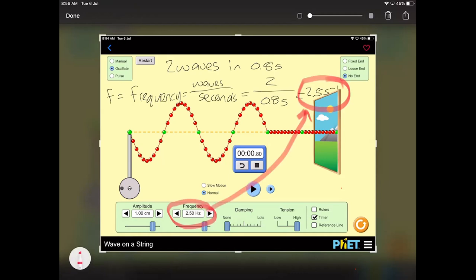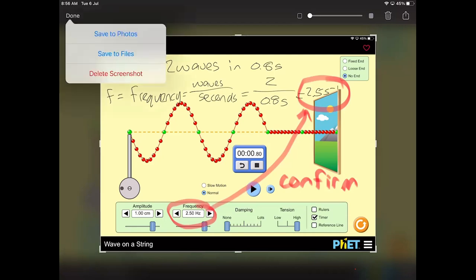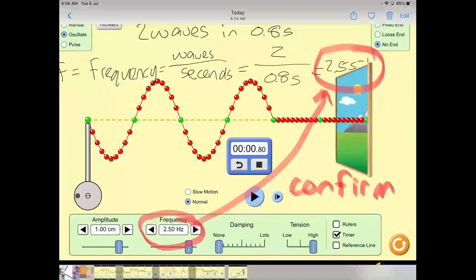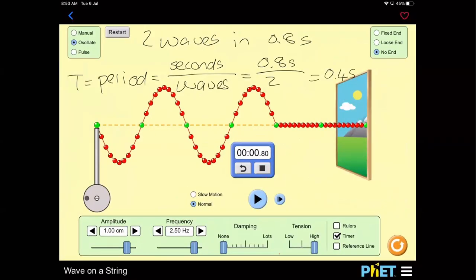So I actually haven't measured the frequency. All I've done is I've confirmed that the frequency is 2.5 because it's the number of waves per second. So if I take waves divided by seconds, I get the frequency. And if, in the previous example, I take seconds divided by waves, I get the period, and that's just the amount of time taken for one wave to pass.